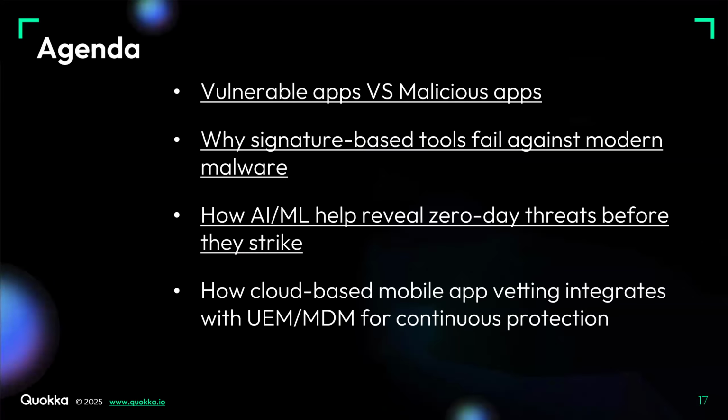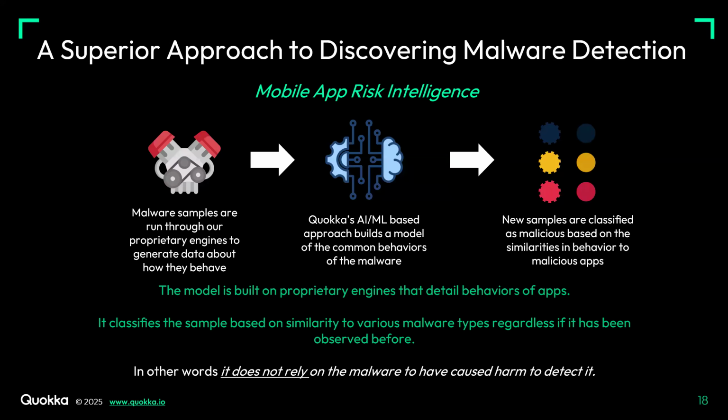So, what can we do with AI? Well, we can use it to reveal these zero-day threats before they become a problem. We can identify the malware in a different way. Another approach, instead of using signatures, is to actually train an AI model to understand the behavior of the app, to understand what it's really doing.